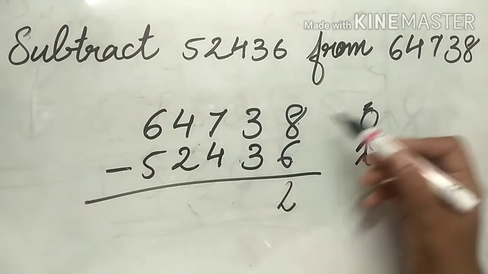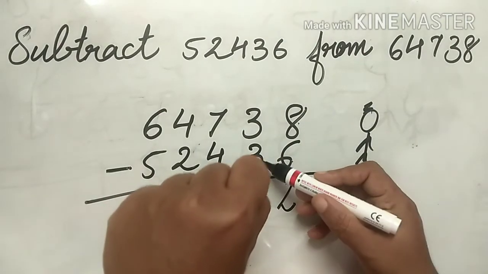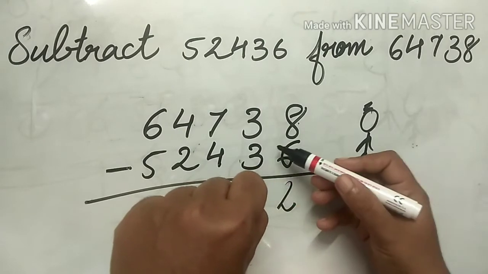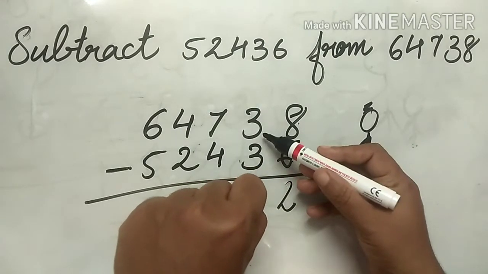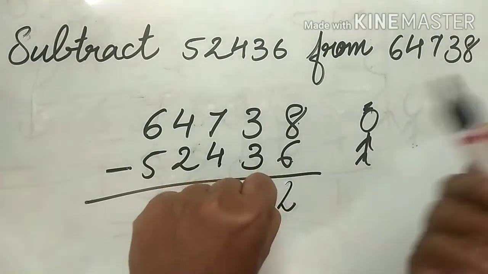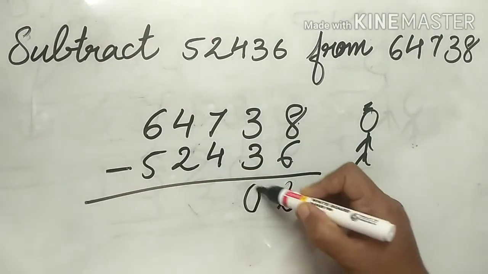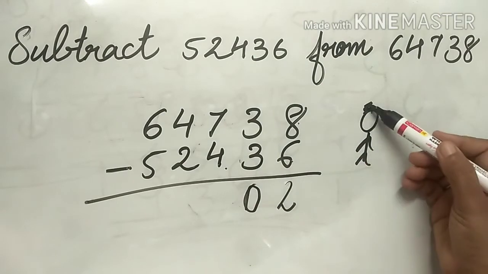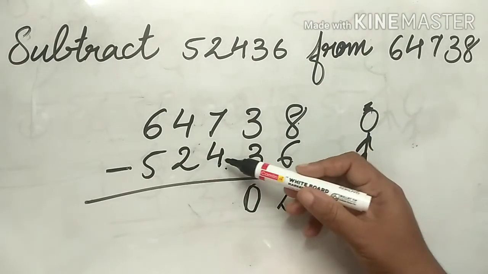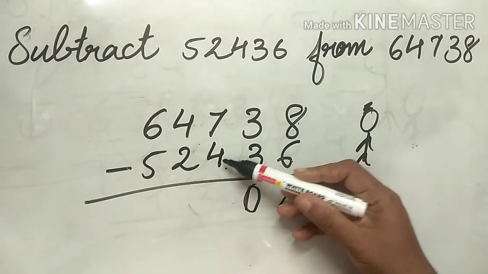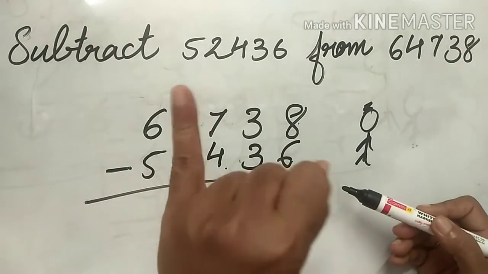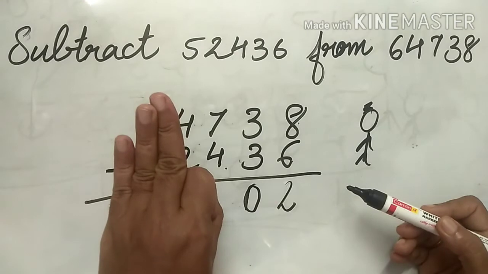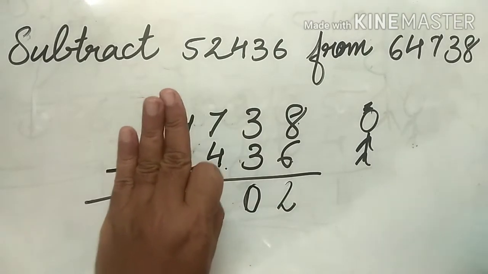3 minus 3. 3 in your mind. You have to count after 3. After 3, is it possible to count till 3? No. So how many fingers in your hand? No fingers. So you write 0. 7 minus 4. 7 in your mind. You have to count from after 4. After 4, 5, 6, 7. So how many fingers in your hand? 3.